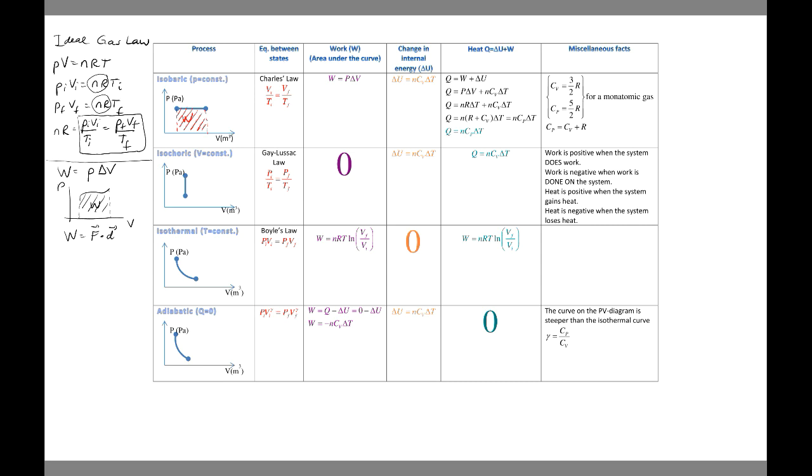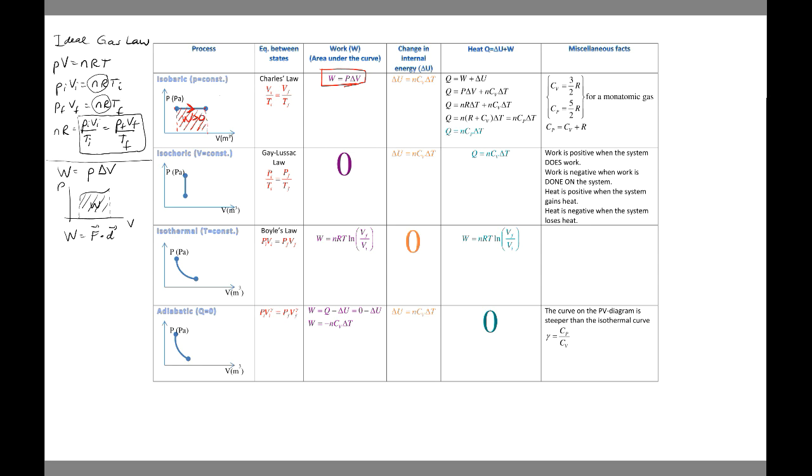Now, if we look at the equation that we list here for work as P times delta V, where delta V is V final minus V initial. So looking back at the isobaric process, V final is larger than V initial. So in this situation, work is greater than 0. So we have positive work.